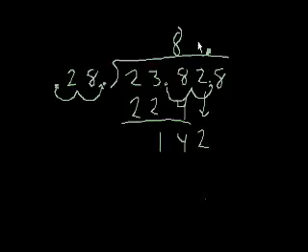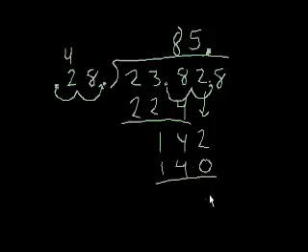When I went into it 4 times, the remainder was too large, so let me try 5 now. 5 times 8 is 40. And 5 times 2 is 10, plus 4 is 14. 142 minus 140 is 2. Good. 2 is less than 28. This 5 is correct. Now I just bring down the 8.